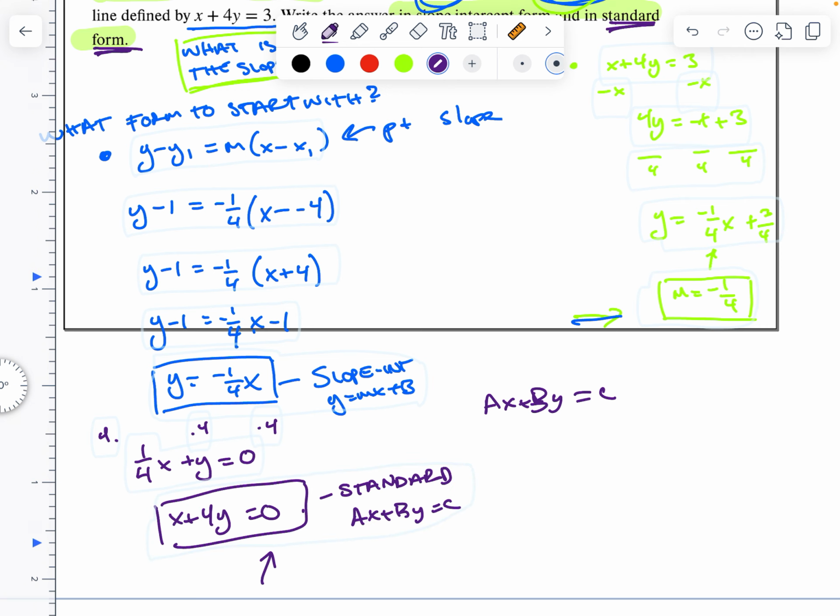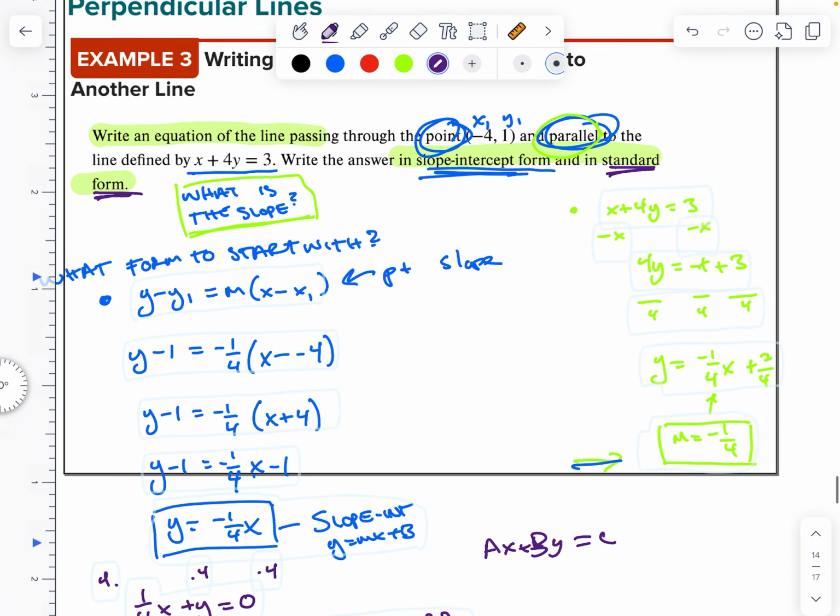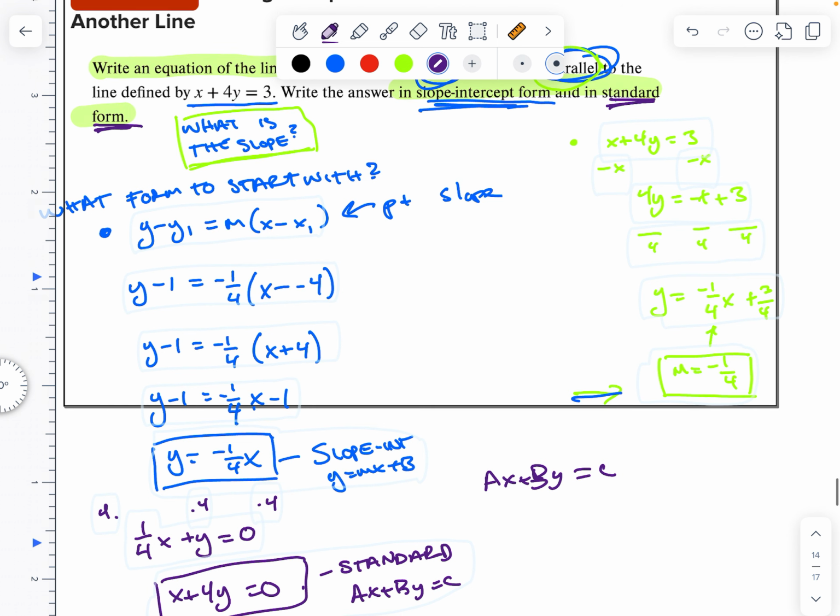That's our standard form. That was a lot of work for one problem, but we're seeing 3 forms of the same line, right? We have point slope form, we have slope intercept form, and we have standard form. All 3 the same exact line, just different ways to write that line.